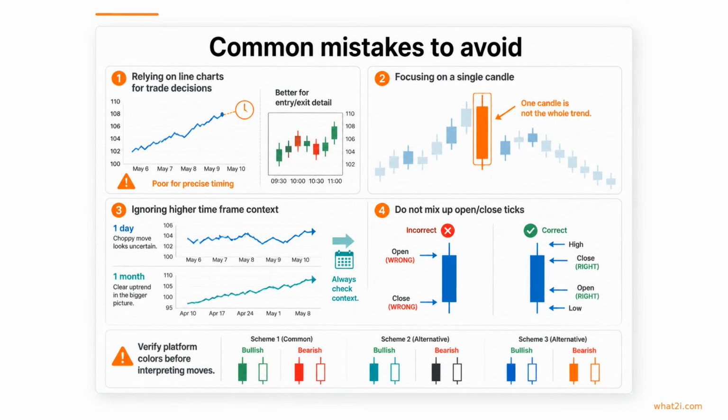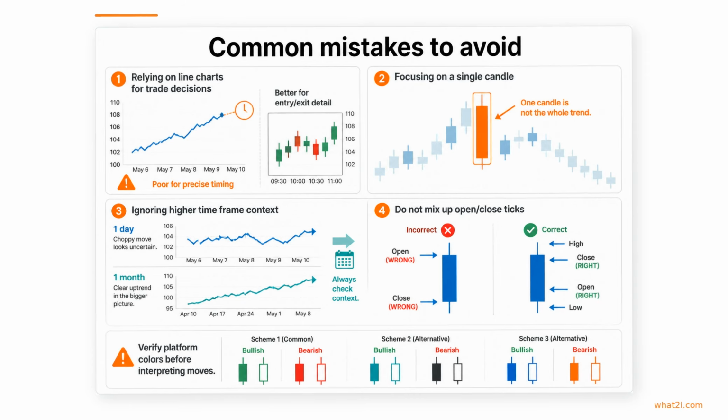Beginners often make mistakes by using the wrong chart for the question they are trying to answer. A line chart is great for direction, but it is not the best tool for precise trade timing because it hides intra-period detail. Another common error is reacting too strongly to one candle as if it defines the whole market. Time frame confusion also causes problems, because what looks important on a short chart may be minor on a larger one. With bar charts, people sometimes mix up the open and close ticks, which changes the meaning of the bar entirely. The best habit is to slow down, match the chart type to the task, and always place any single period in context.